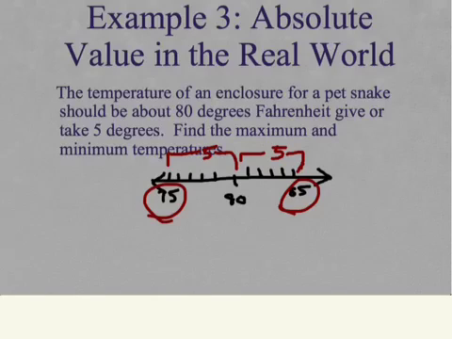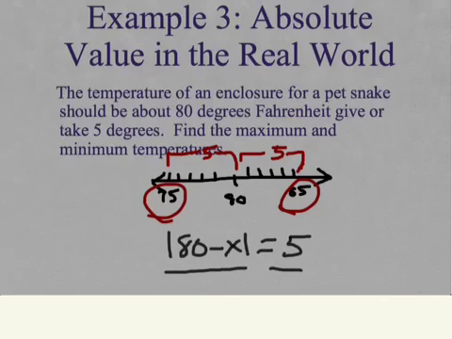We know that the difference between the temperature and 80 has to be equal to 5 degrees. That's the maximum; the difference can be as much as 5 degrees from 80. And so here we see the absolute value of 80 minus x is equal to 5. We could actually solve this to get these two answers, and we'll do that really quickly.